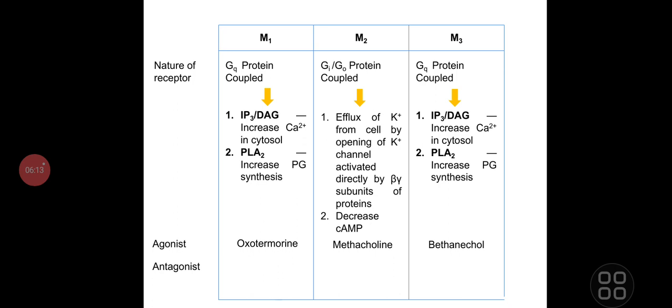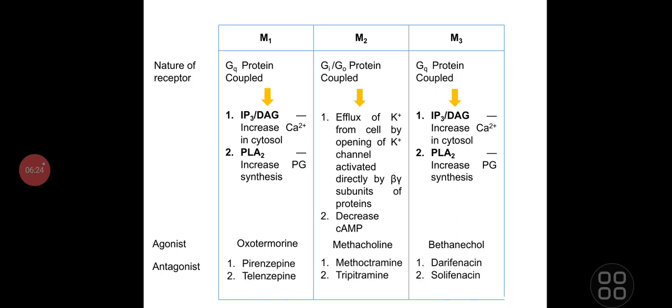So agonist for M1 is oxotremorine, for M2 is methacholine, and for M3 is bethanechol. And antagonist for M1 is pirenzepine and telenzepine. For M2 is methoctramine and tripitramine. M3, it is a darifenacin and a solifenacin.